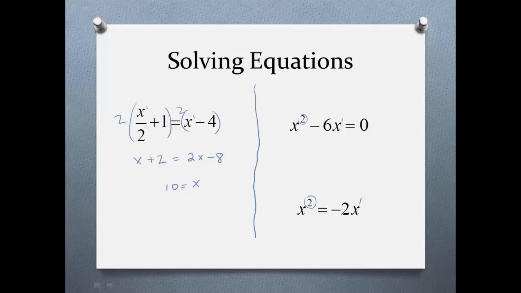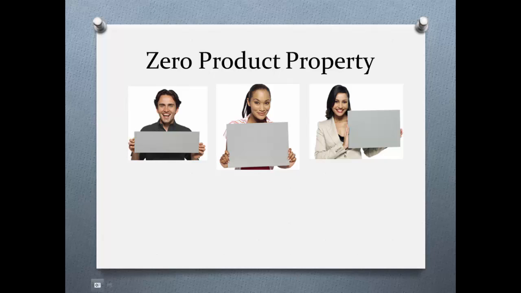So let's first talk about what the zero product property is. Let's pretend for a second that these three people have written their favorite number on the back side of each of these boards. So we'll give this guy the name Alan, and we'll call this person Betty, and we'll call this person Carla. And they each have their favorite number written on the back of that card.